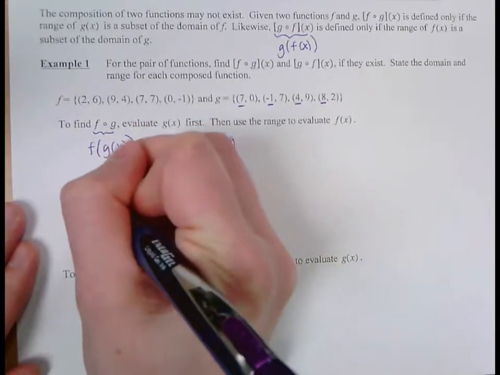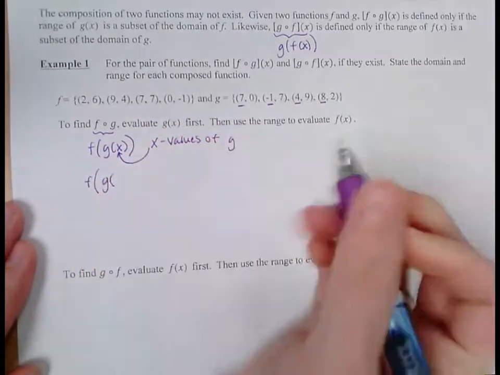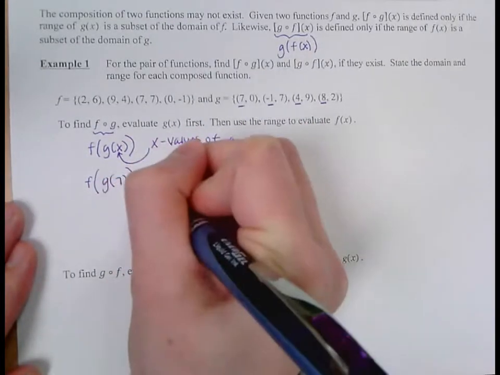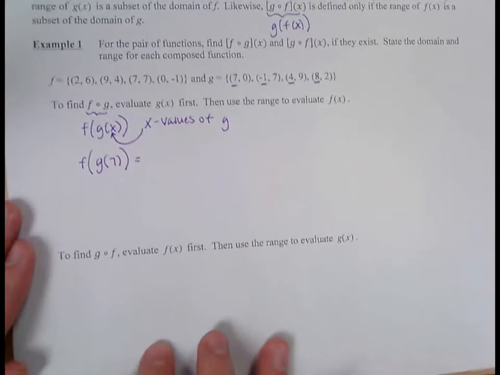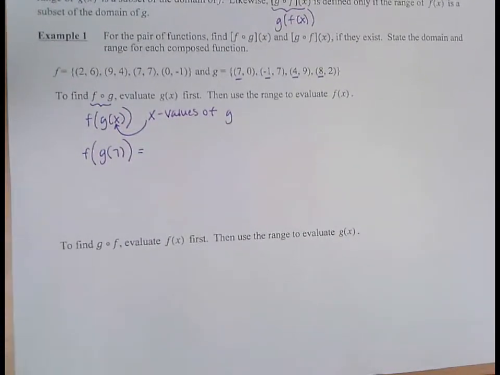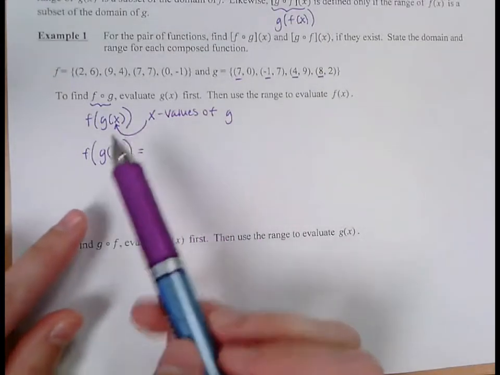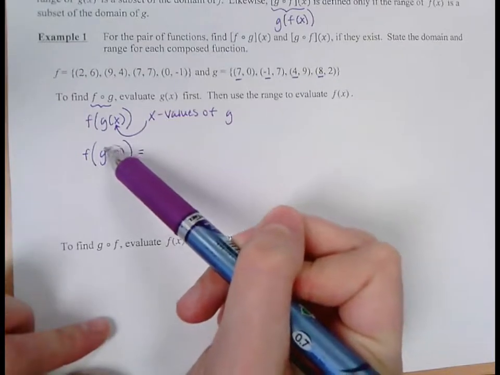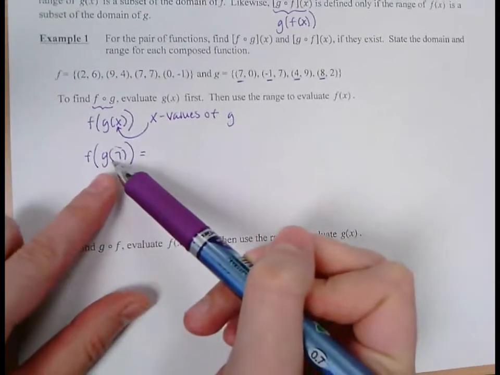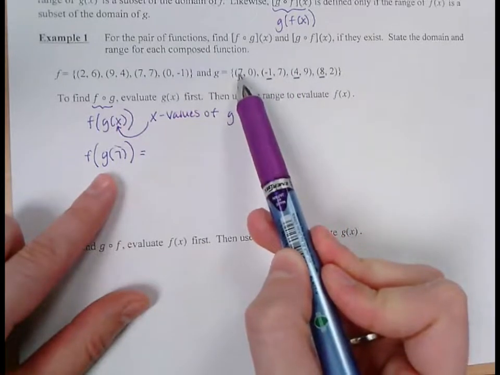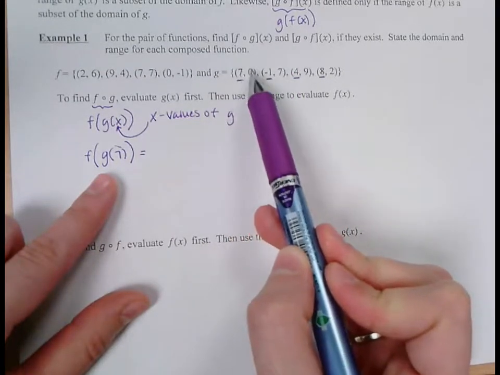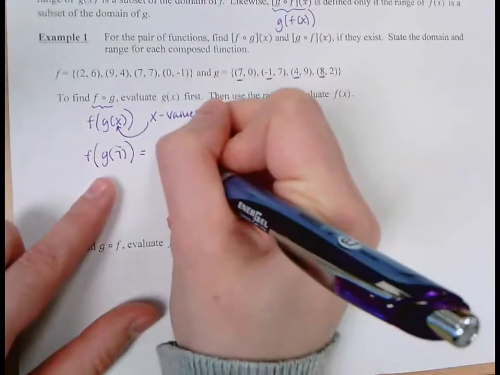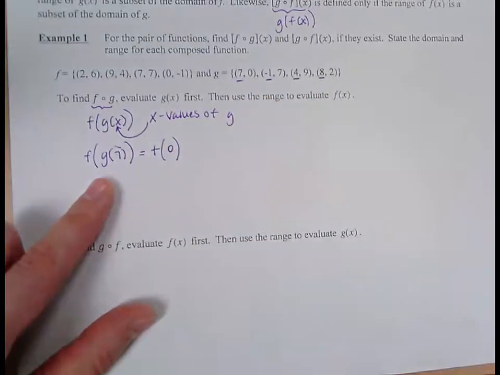So I'm first going to find f of g of, and the first x value from the first ordered pair is 7. So I want to find f of g of 7, or see if it exists or not, I should say. And so then what you want to do first, again, work from the inside out. So I first need to evaluate what is g of 7. So to find g of 7, I just look at the ordered pair. When the x value of g is 7, the y value is 0. So g of 7 is the number 0. So this then just becomes f of 0.